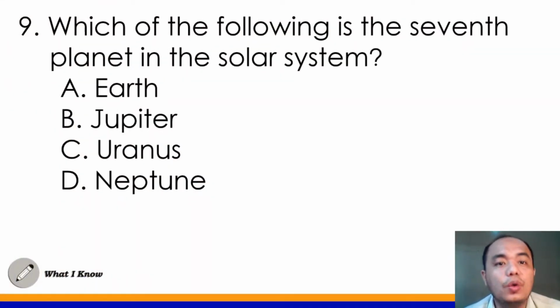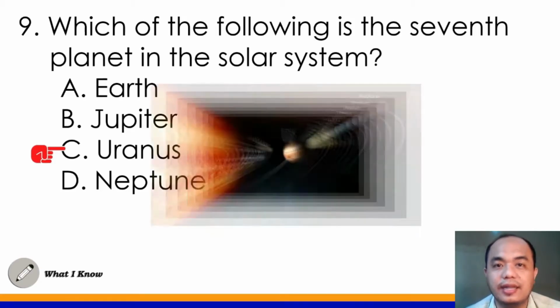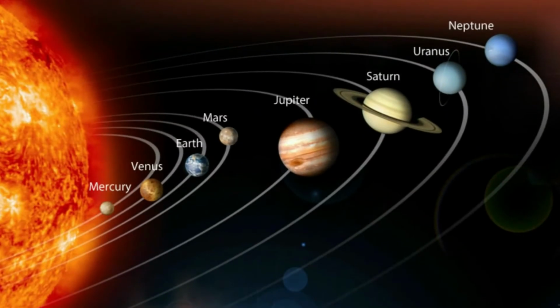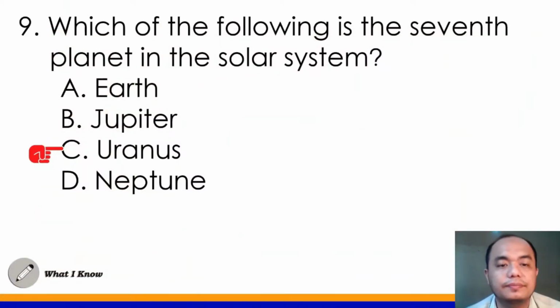Number 9. Which of the following is the seventh planet in the solar system? Pang-pito naman. A. Earth. B. Jupiter. C. Uranus. Or letter D. Neptune? Yes, it's letter C. Uranus. Uranus is the seventh planet from the Sun.